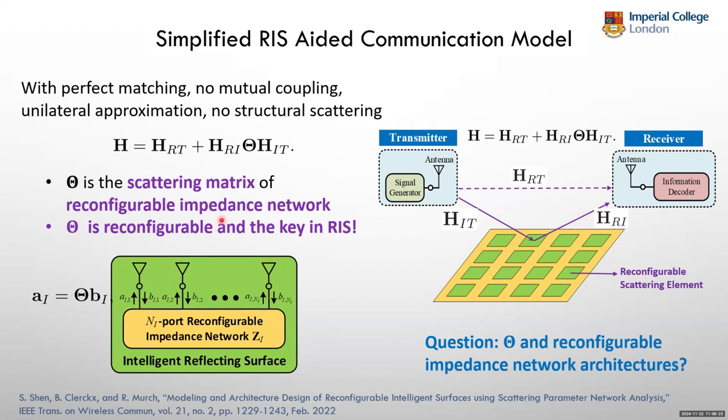But what is important in RIS is that this theta is completely reconfigurable. And this is the whole benefit of RIS: being able to change the circuitry of the RIS such that your theta is reconfigurable. So the main question I want to address in this talk is how do you actually design this theta, and therefore, how do you design the corresponding impedance network architecture that is hidden behind a RIS surface?